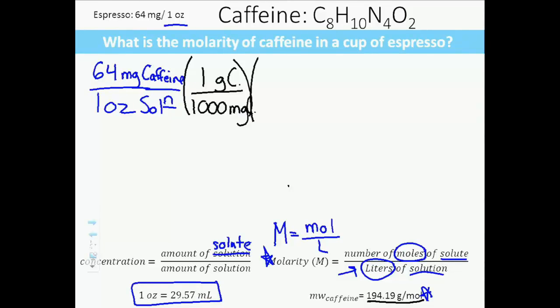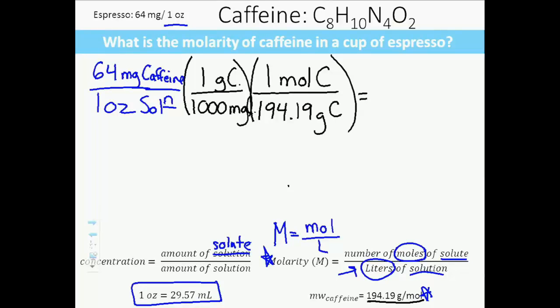So we have grams on top of caffeine, and we want to turn it into moles. So if we have 194.19 grams of caffeine per 1 mole of caffeine, let's check our units and see if they cancel out. We're trying to only work on the top part right now. So we've got milligrams on top, and they cancel with milligrams on bottom. We have grams on top, they cancel with grams on bottom, which leaves us with moles of caffeine, which is what we wanted for our final answer.